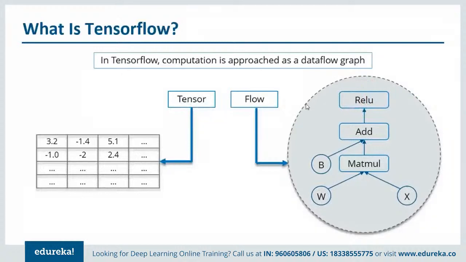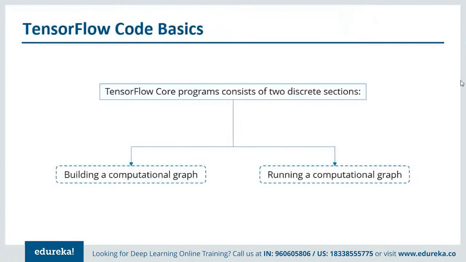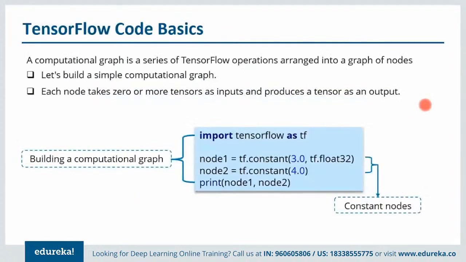Now let us understand a few code basics of TensorFlow. TensorFlow programs actually consist of 2 parts. One is building a computational graph and another is running a computational graph. We'll first understand how to build a computational graph. You can think of a computational graph as a network of nodes, with each node known as an operation running some function that can be as simple as addition or subtraction, or as complex as, say, some multivariate equation.